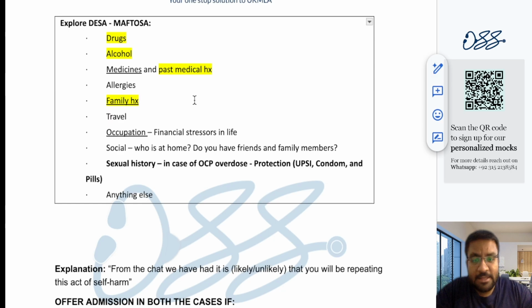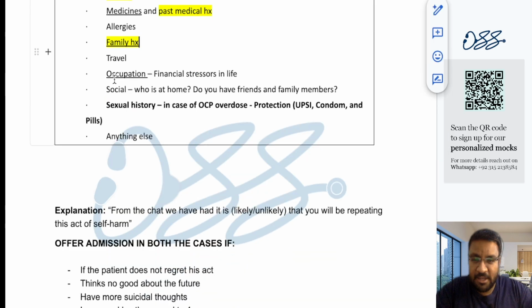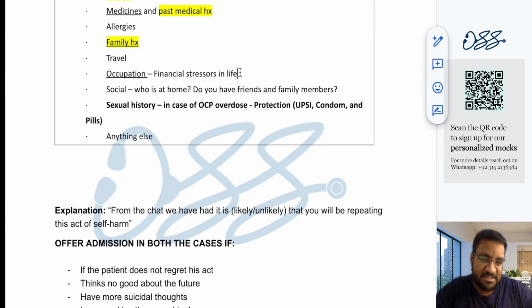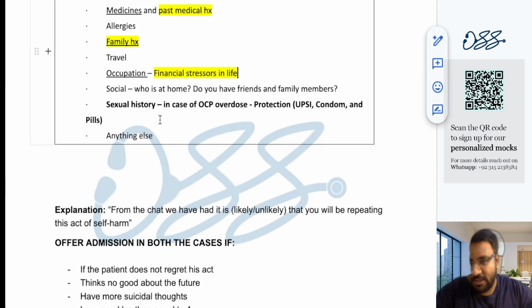Okay, then travel may not be important. Okay, occupation may be important, financial stresses in life, somebody struggling financially, somebody struggling in their work life. Okay, they may just want to take away their life. Okay, then the social history.